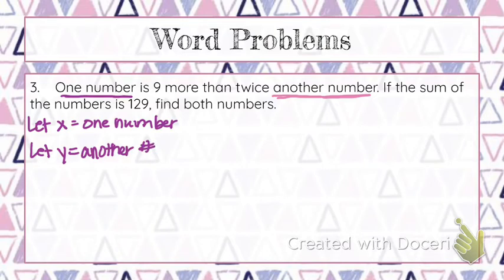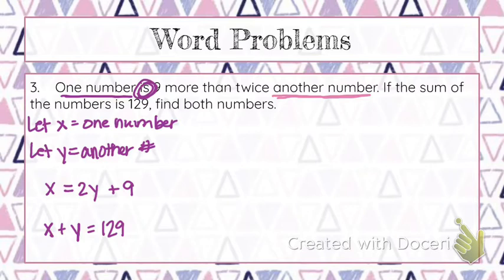Our problem says one number, that means x, is. In a word problem, is always means equals. So is 9 more than, so something plus 9, because it's 9 more than something, twice another number. So 2 times the another number, which is y. Then it says if the sum of the numbers is 129, find both numbers. So we know that x plus y is going to equal 129.